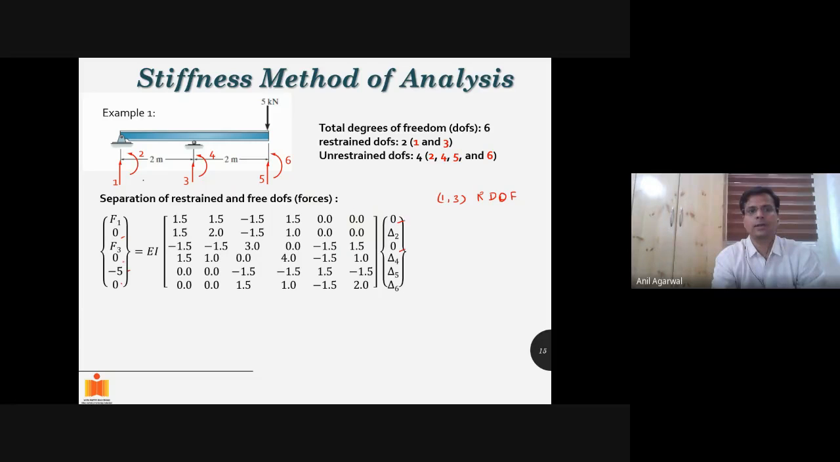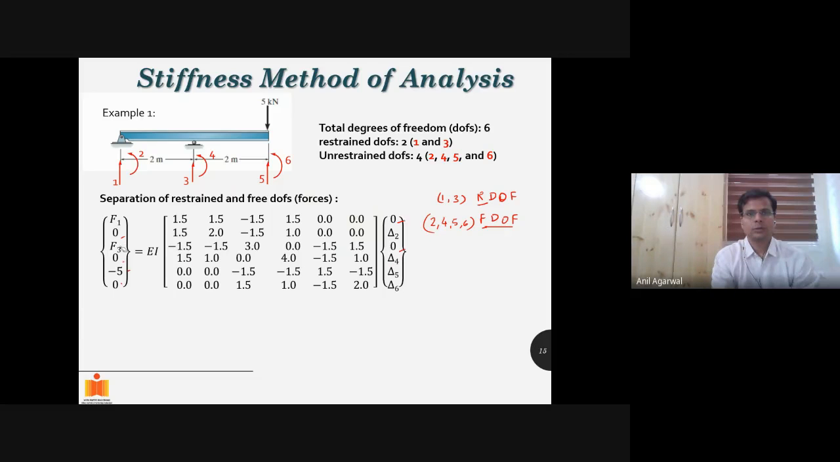And where we know the force values, what do we call them? Free degrees of freedom. We don't know the displacements there. So we don't know the displacement at 2, but we know the force value at 2. So we will call it 2, 4, 5, 6. These are free degrees of freedom. So in the next step, we need to segregate in this matrix the degrees of freedom which are restrained versus free.